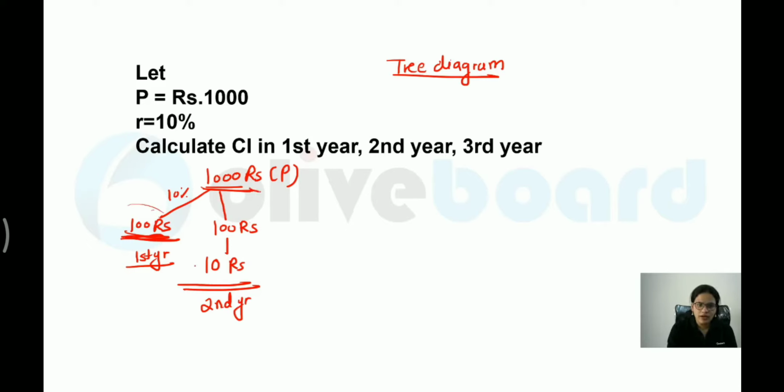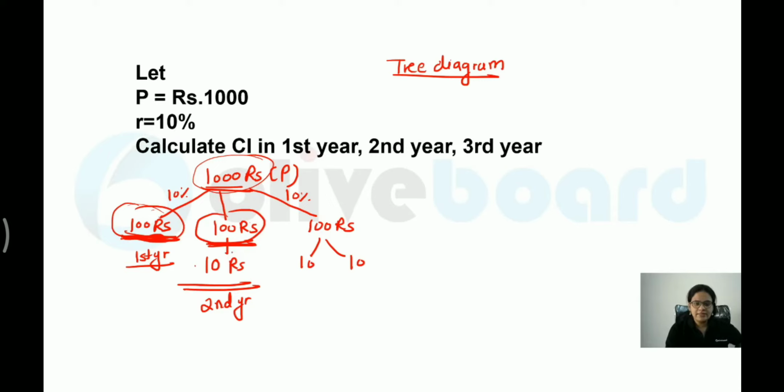Now when I'm talking about the third year, what would be the calculation? 10% you will be getting on the original amount. So let me write down 100 rupees over here. On this also you will be getting 10% on both the values. So I'm writing 10 rupees and 10 rupees two times, because 10 rupees for this and 10 rupees for this. Okay, and similarly this 10 is also there in the bank, so you have to take 10% of this as well. So 10% of this will become 1 rupee over here.